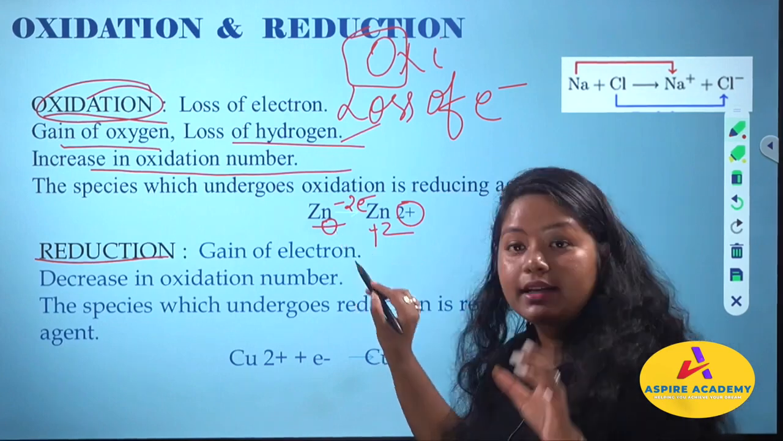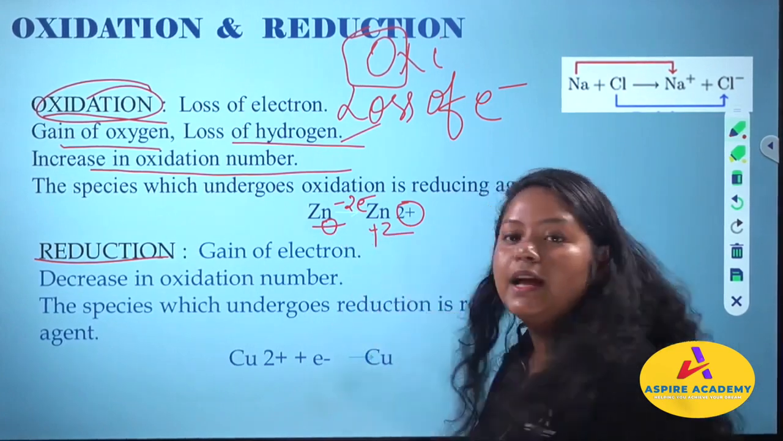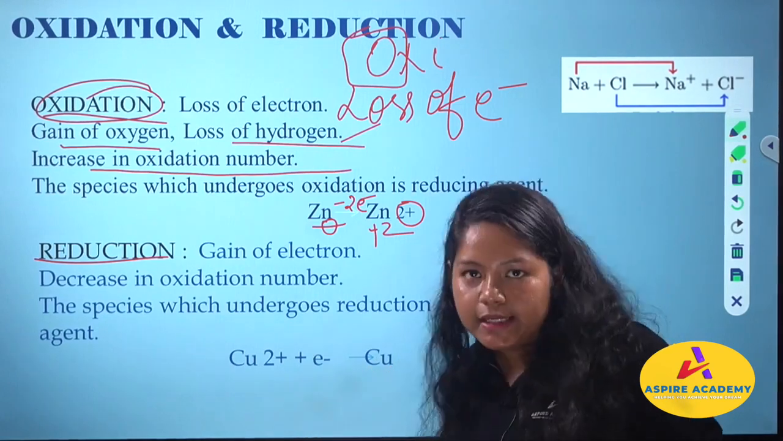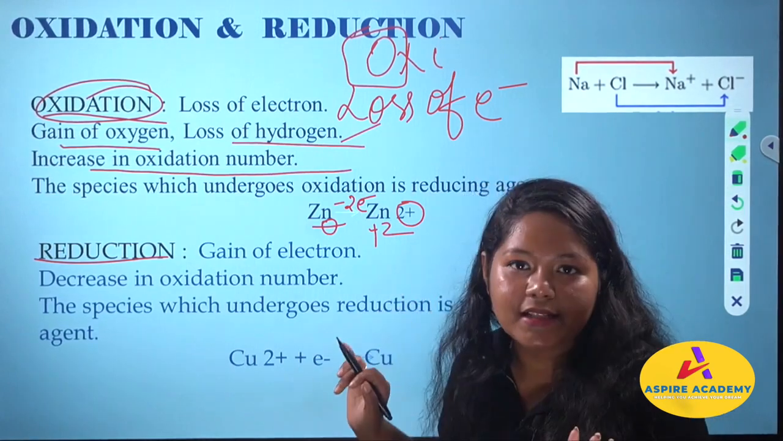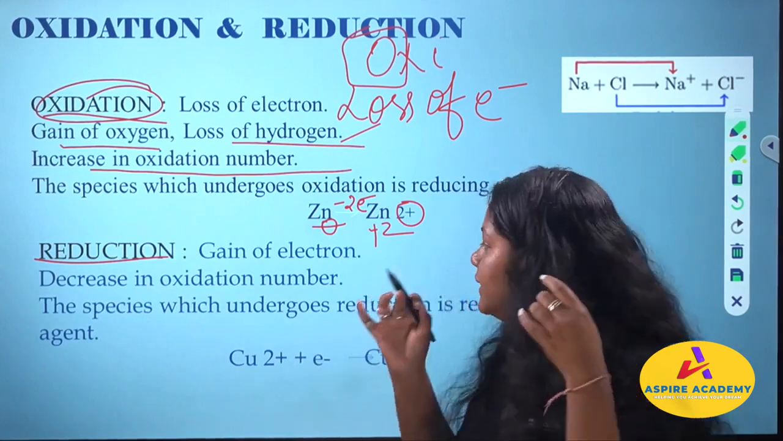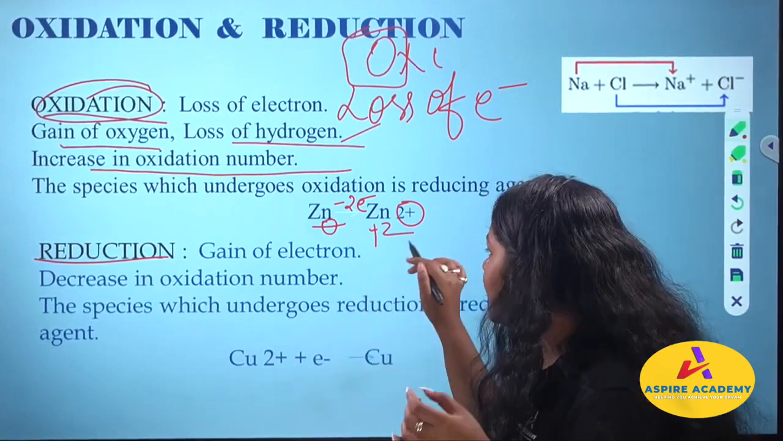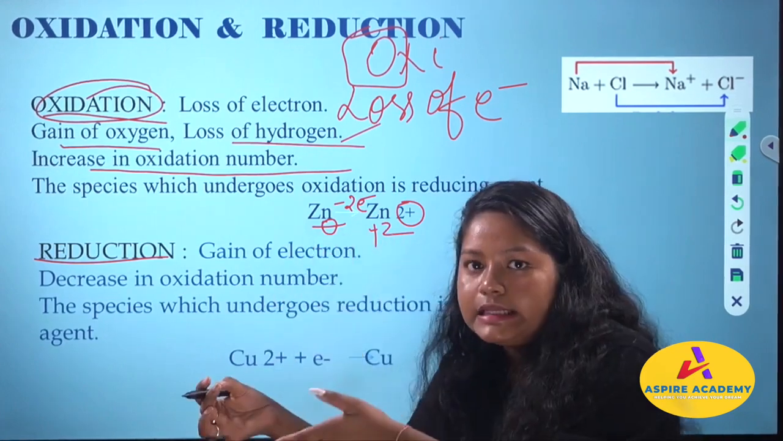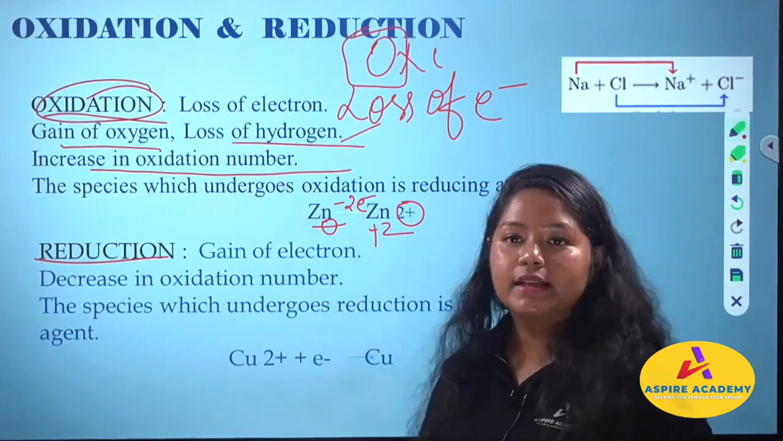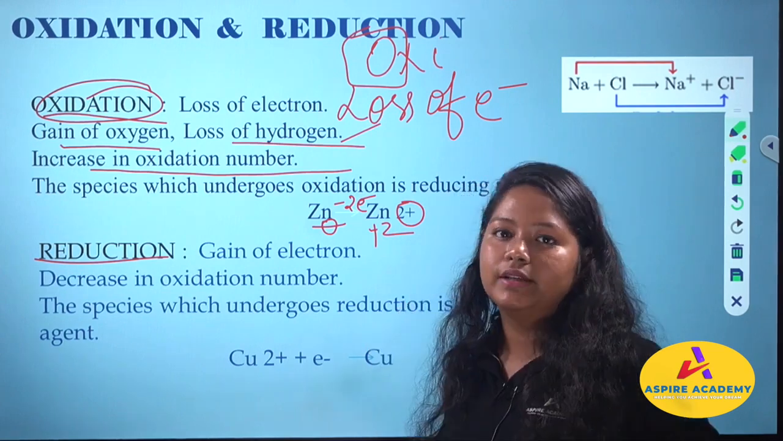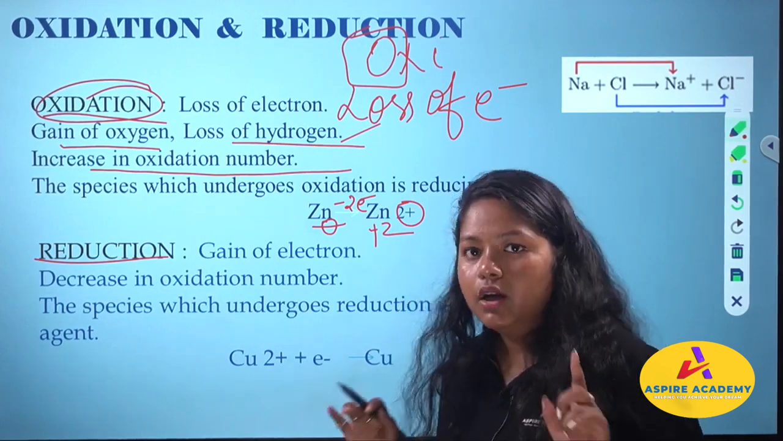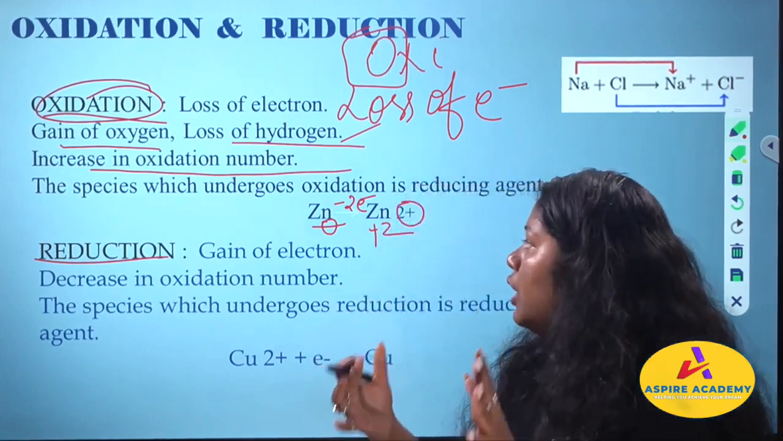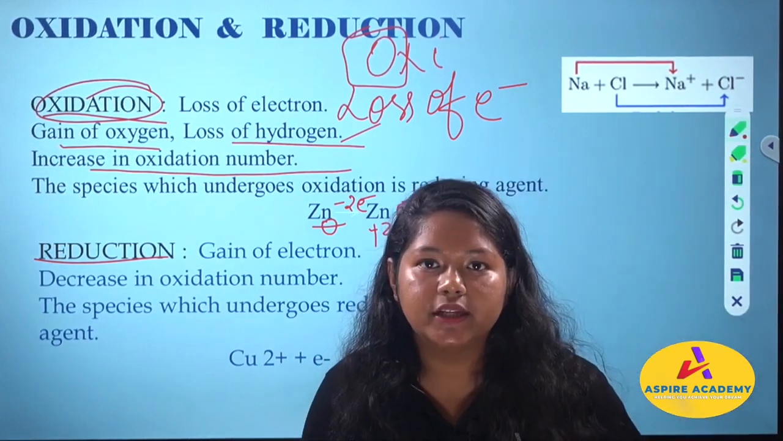Now see, you had 0 here, now you are having +2. You are having an increase in number. Though you are losing electrons, in terms of simple maths you are understanding that from 0 you are getting to +2, right? That is an increase in number. So what are we doing? Oxidation. So that is increase in oxidation number. Understood?